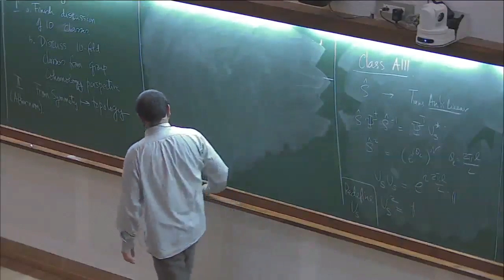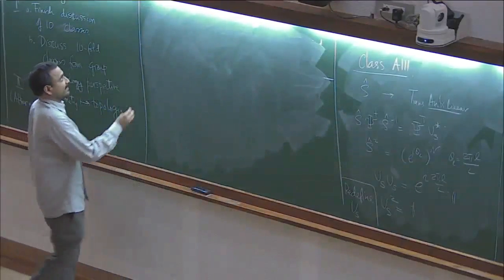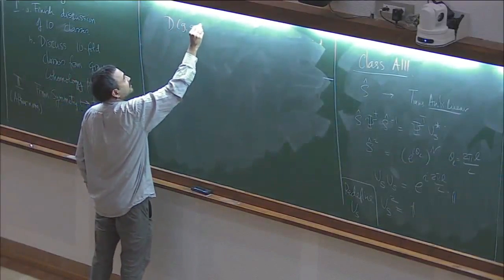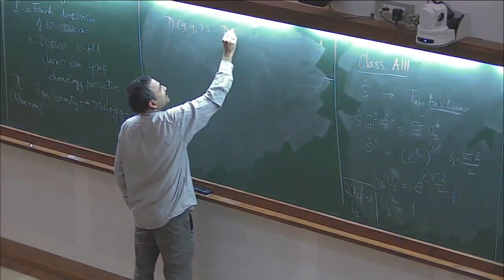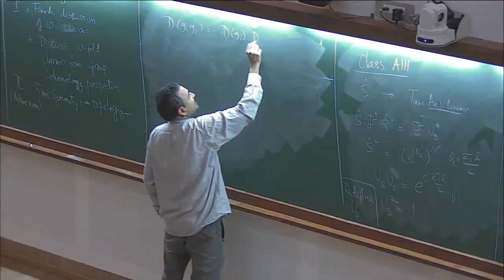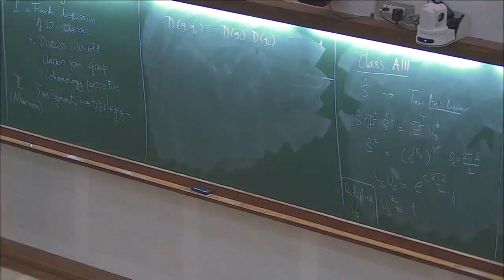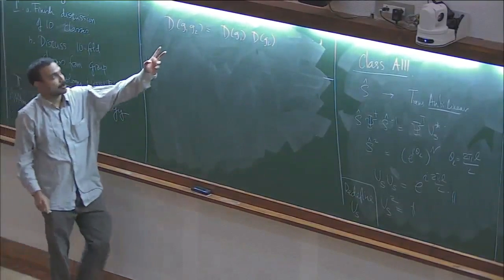Right? So I have to enforce that the group multiplication table is respected. For example, D of G1 G2 must be equal to D of G1 times D of G2. This looks like a very simple result, but it's very important to understand what's going on here.